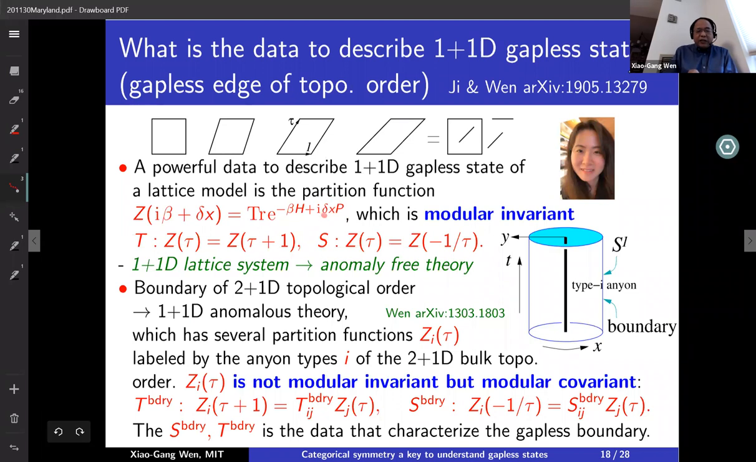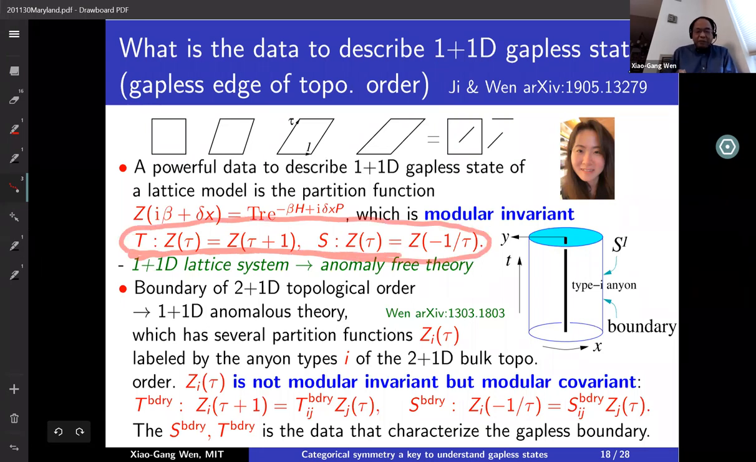We can combine this translation and the temperature together into a complex parameter, which we call tau, which describes the shape of a 1+1 dimensional space-time in a 1+1 dimensional gapless system. The partition function depends on the shape of the space-time, which carries more information. And this is not just an arbitrary function of tau. Under a shear deformation like this, we deform a square into this kind of shape. These two shapes differ by a coordinate transformation, so their partition function should be the same. Therefore, we have modular invariance of the partition function, and there are the S and T modular transformations for the partition function.